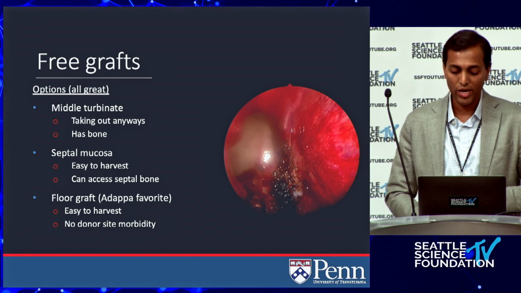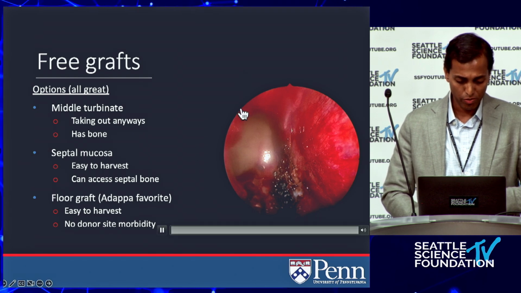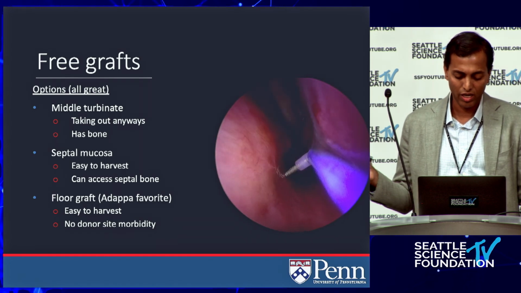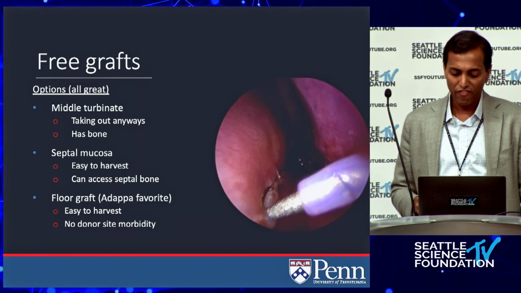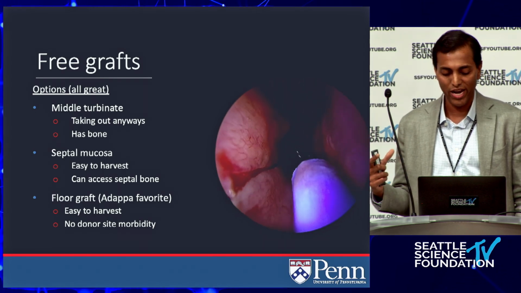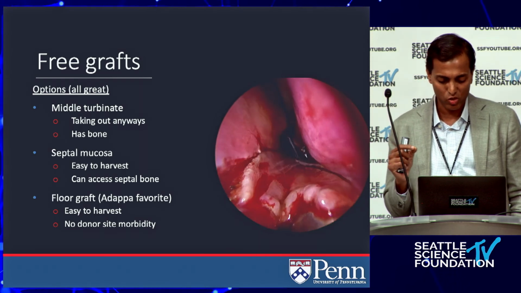Middle turbinates work great. Septal mucosa works great. I love floor grafts. They're super easy to harvest, especially with a little Bovie. So this was a patient where you can see that defect there. The floor gives you this nice size rectangular piece that's very regular, versus the turbinate, which sometimes can be a little irregular, and the thickness of this is really nice.